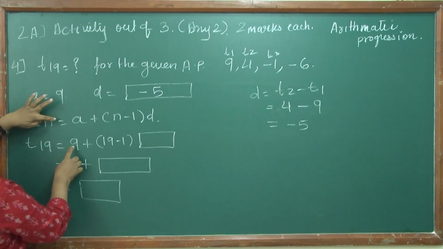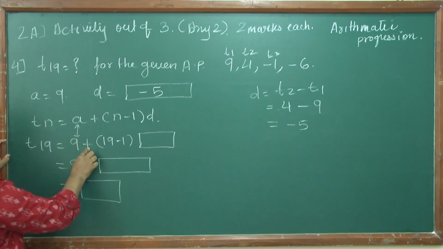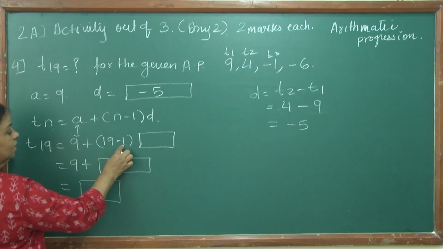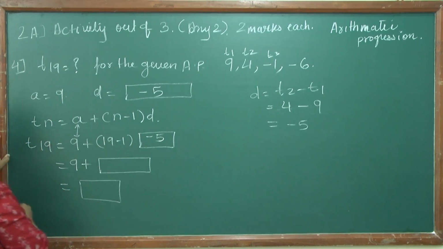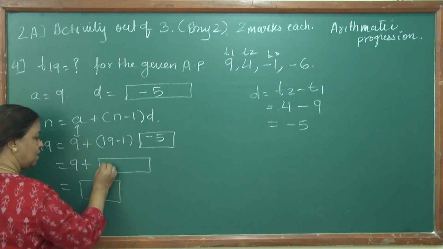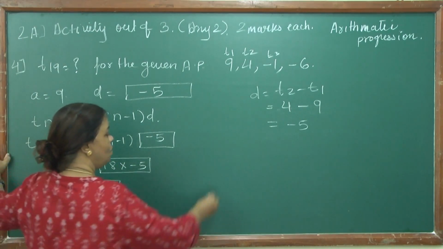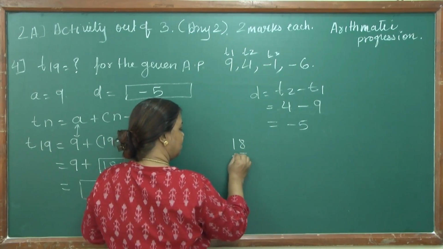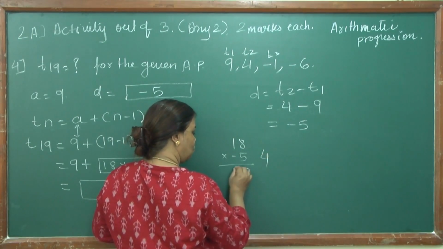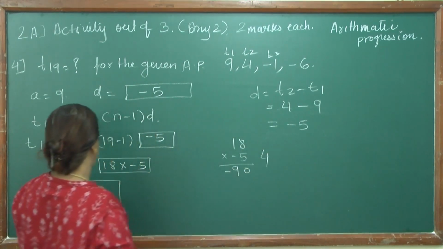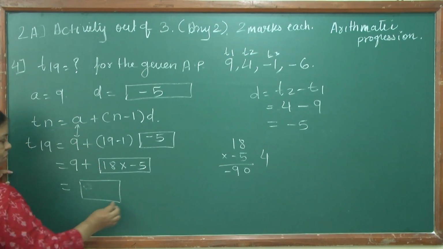For the 19th term, a is how much? A is 9. So it is 9 plus (n is 19, minus 1) into d, which is minus 5. Okay, 9 plus (19 minus 1), 18 into minus 5. So 18 into minus 5 will be how much? 5 8s are 40, 5 1s are 5, plus 4, so minus 90. So it will be 9 plus minus 90.